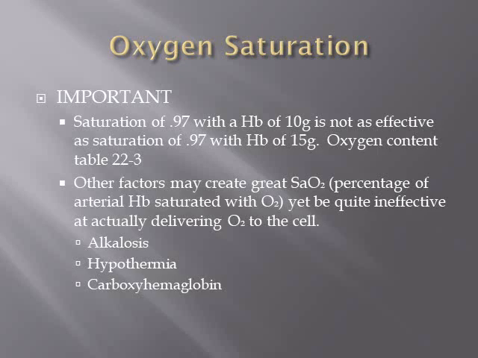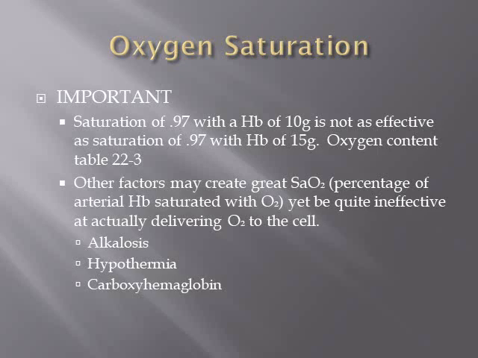If you're satting 97% with a hemoglobin of 10, it's not going to be as good as satting 97% with a hemoglobin of 15. So the more hemoglobin you have available to transport, the better your oxygenation is going to be. This just means there's more train cars that transport the oxygen to the destination it needs to go. So we have certain things too that will cause the SaO2 to be good, but it's not quite effective at getting the blood to the cell.